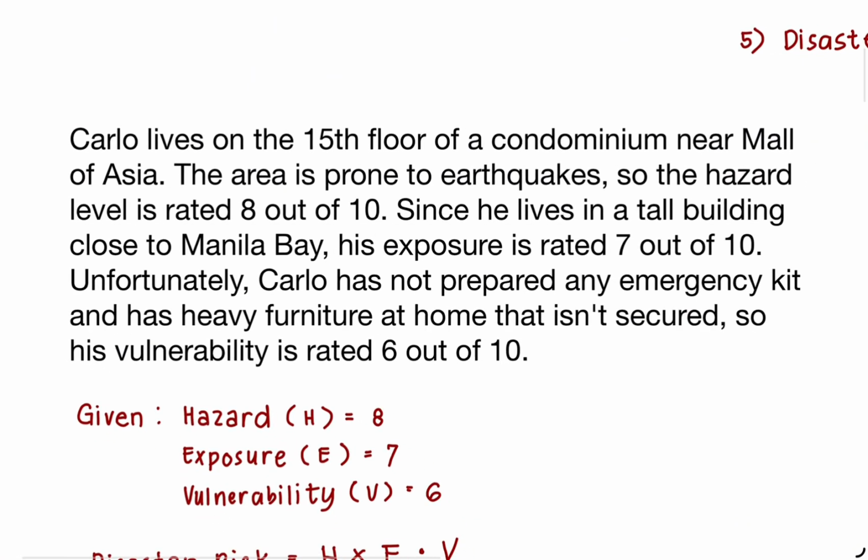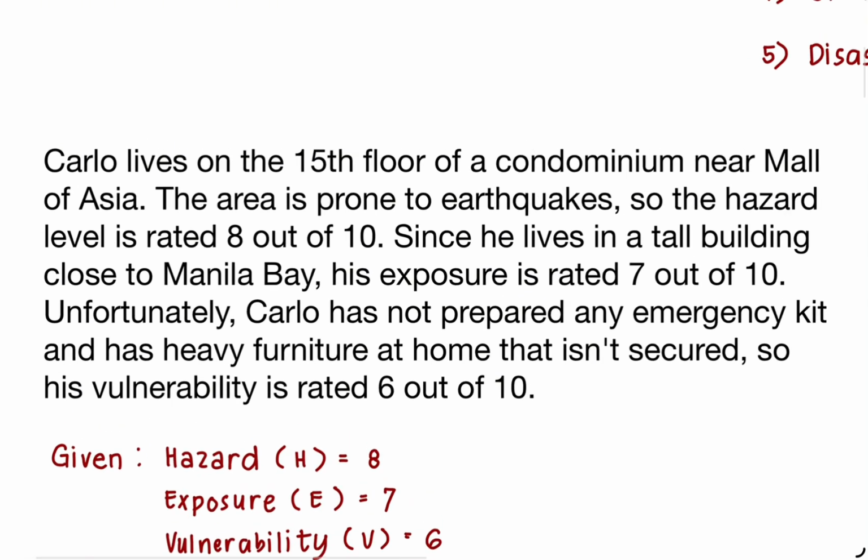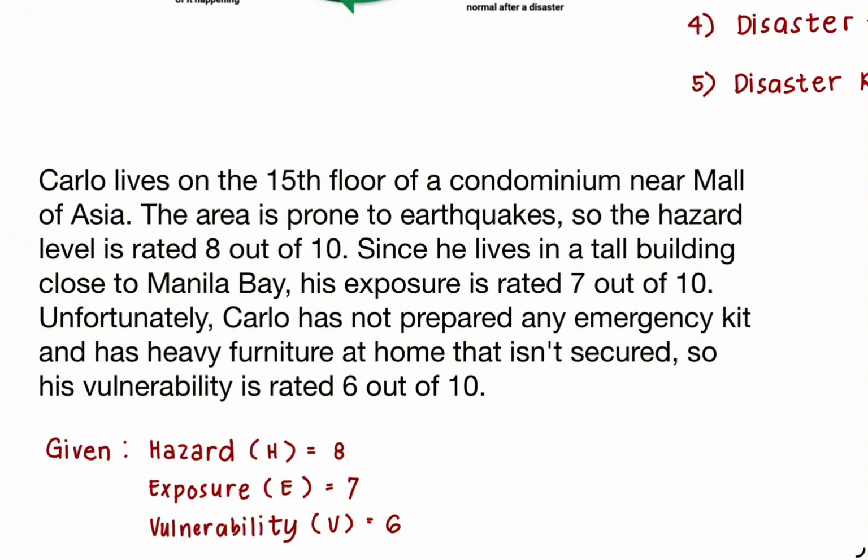So, Carlo lives on the 15th floor of a condominium near Mall of Asia. The area is prone to earthquakes, so the hazard level is rated 8 out of 10. Since he lives in a tall building close to Manila Bay, his exposure is rated 7 out of 10. Unfortunately, Carlo has not prepared any emergency kit and has heavy furniture at home that isn't secured, so his vulnerability is rated 6 out of 10.